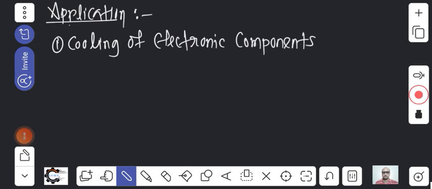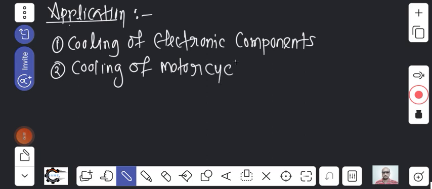Cooling of electronic components, right? Other, the cooling of the motorcycle engines also. The second application is cooling of motorcycle engines. Right, motorcycle engines.